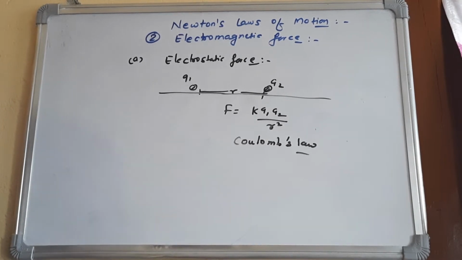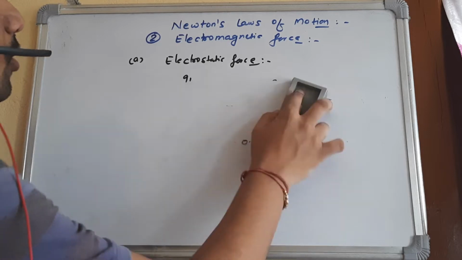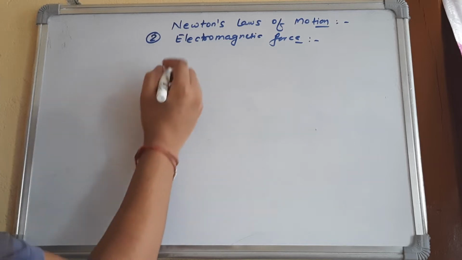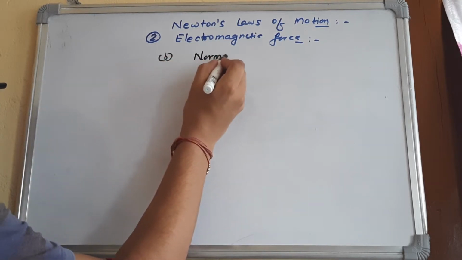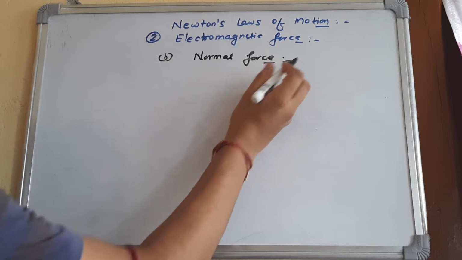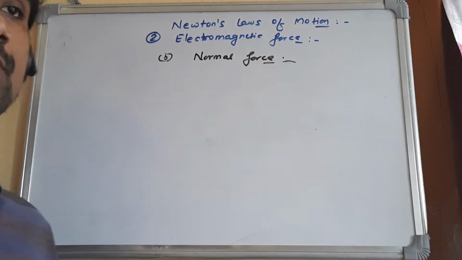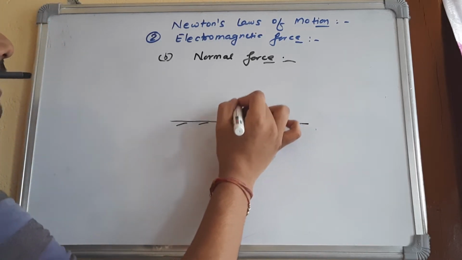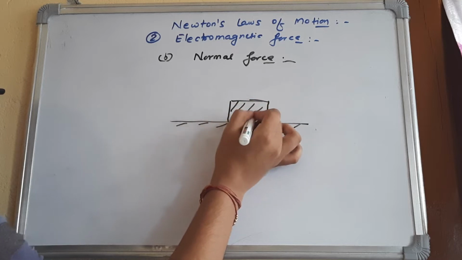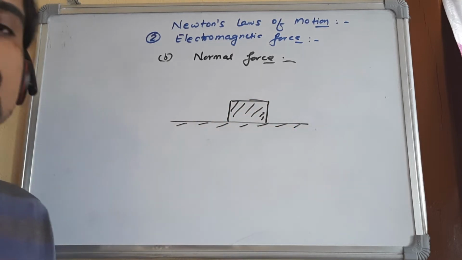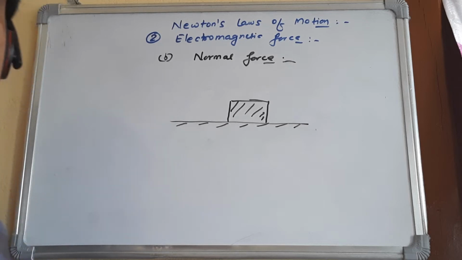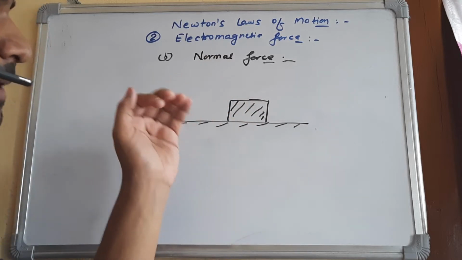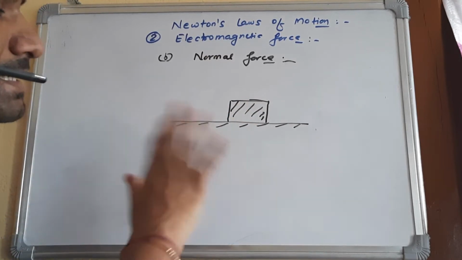So another type of electromagnetic force, I can talk about one more type of force, which is, let's say, normal force. So what is normal force? Let's say there is a surface. And if I keep a block on this surface, this block is somehow stable on this surface, right? So this basically means that the surface is applying some force on this block, the block is applying some force on the surface, they are balancing out each other, and hence this is stable.